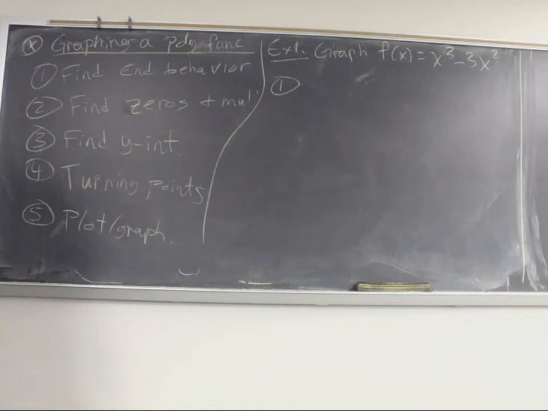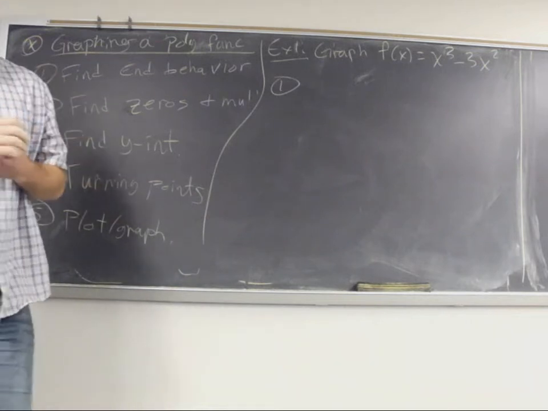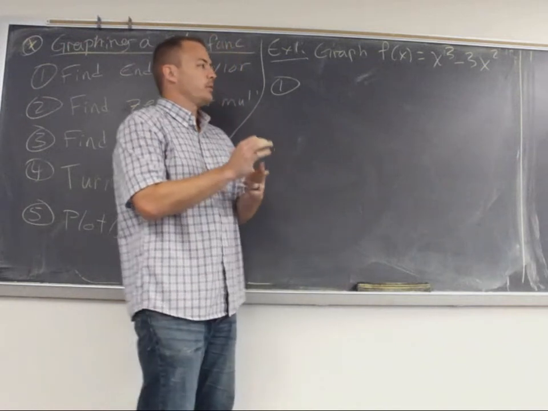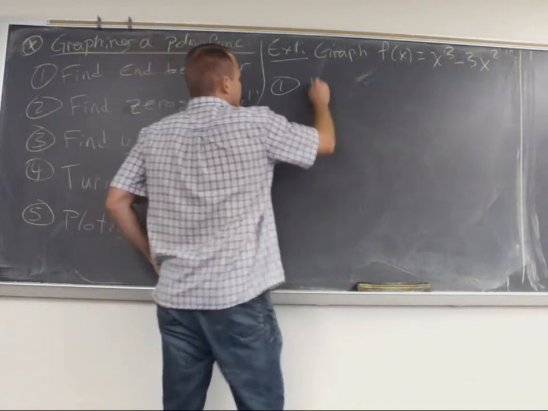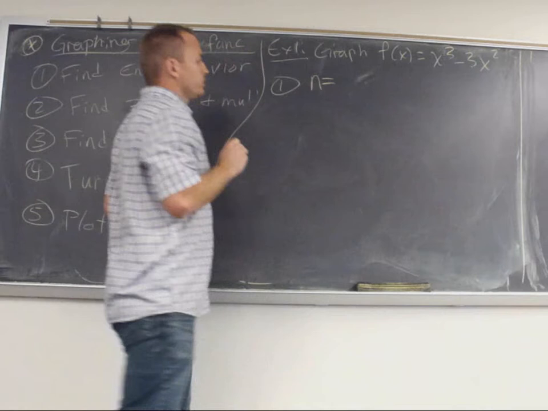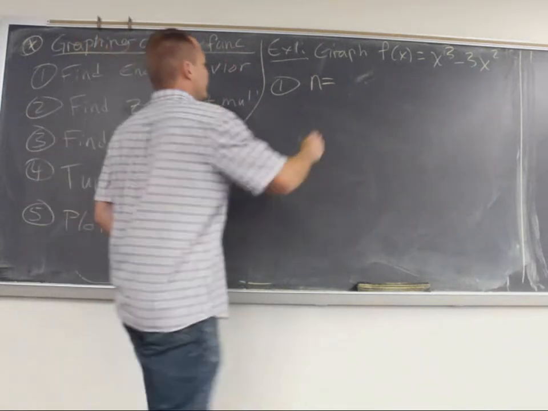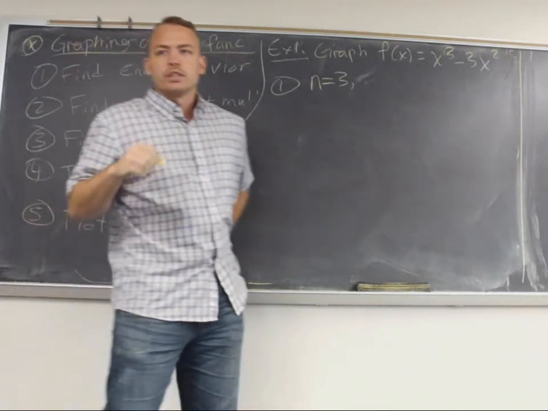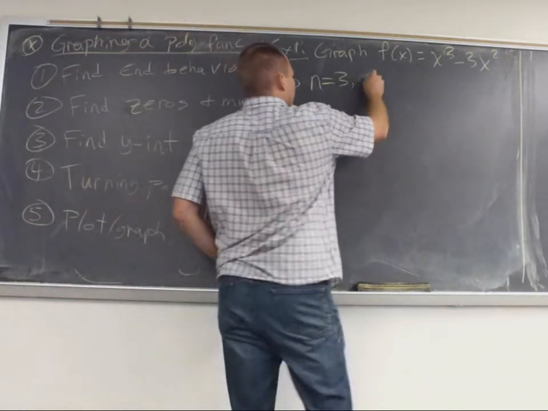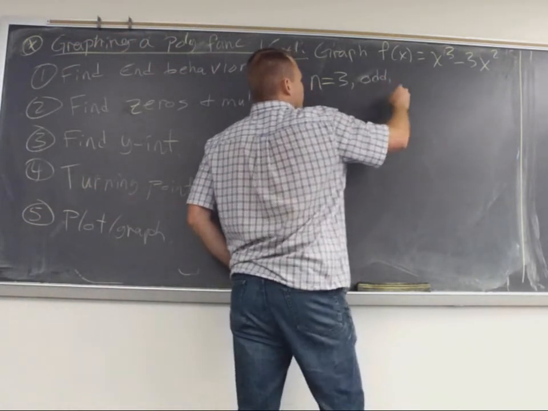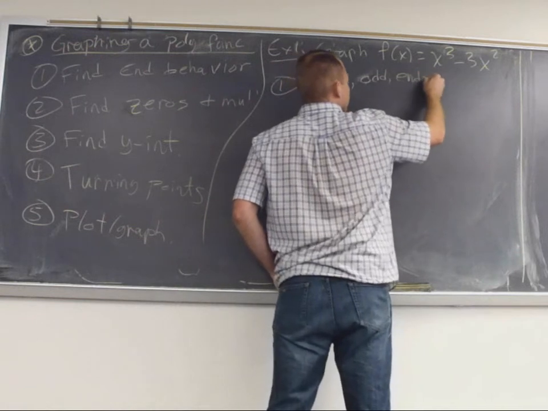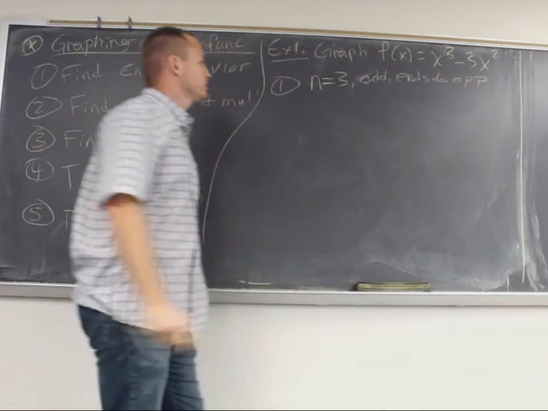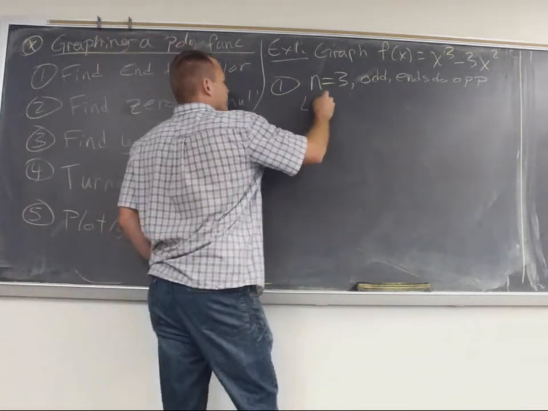So to find end behavior, we need to look at 2 things. We need to look at the degree and the leading coefficient. So we start by looking at the degree. So n here is equal to the highest exponent, which is 3. Now is 3 even or odd? 3 is odd. Odd, opposite. Ends do opposite.